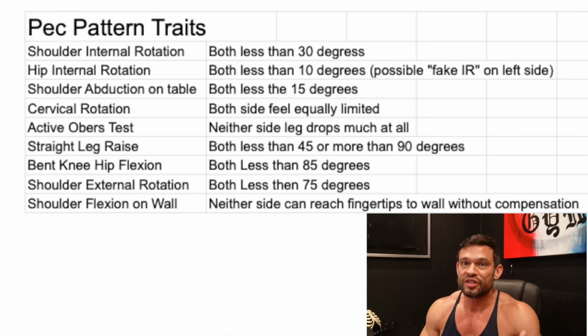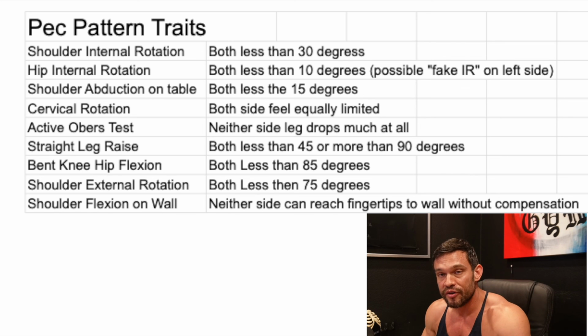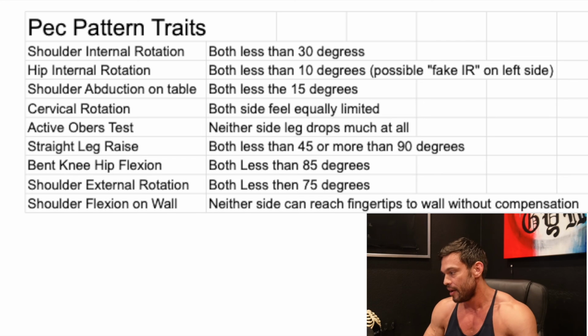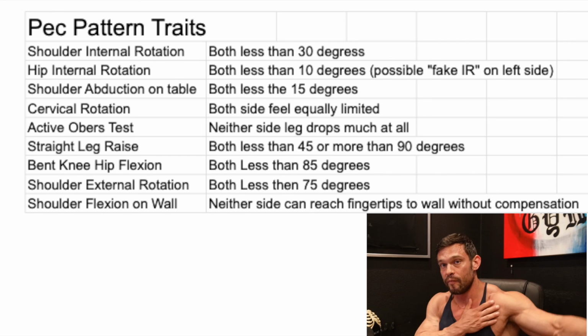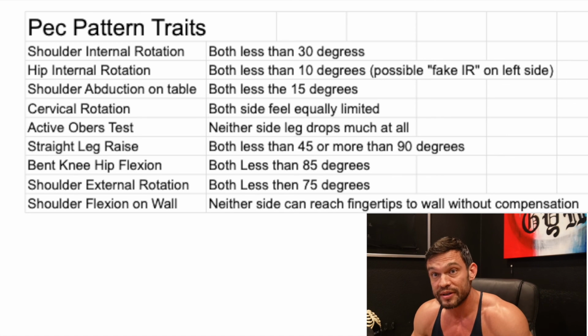So the best ones to show you if you're in a pec pattern are going to be internal rotation of both shoulders being limited. Internal rotation of the hips is likely going to be limited, maybe not though. So that's a test to look at, but there is a chance to get a false positive on that. Although I would say 90+% of you can use that pretty reliably. The shoulder abduction test is money. You cannot fake that one on the table. So if you are pretty limited in both of those, that's pec pattern.